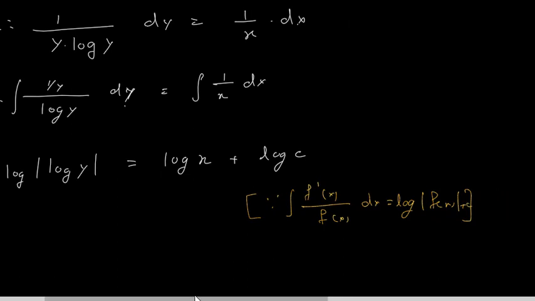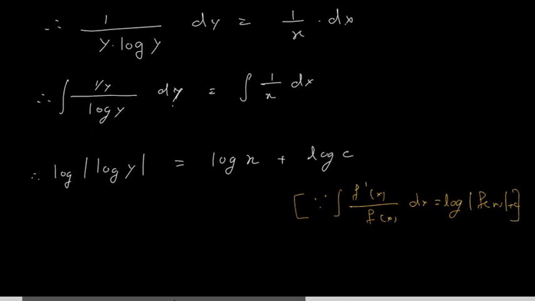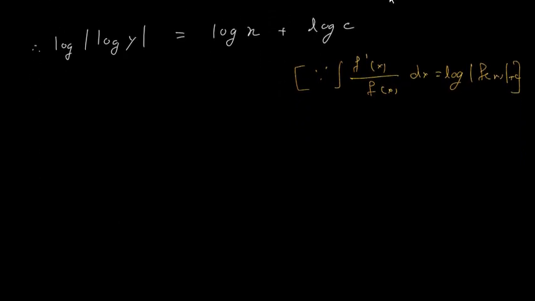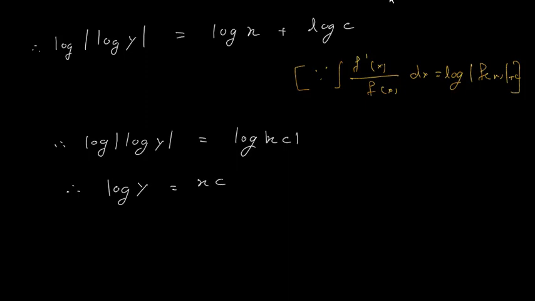So here I will get, therefore now I will club. So therefore log of log y is equal to, log a plus log b is log ab, so log cx or xc. Now I will remove log from both the sides. So therefore I have log y is equal to xc. Therefore you can say that y is equal to e power xc.